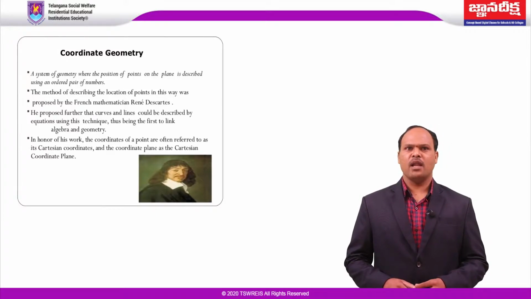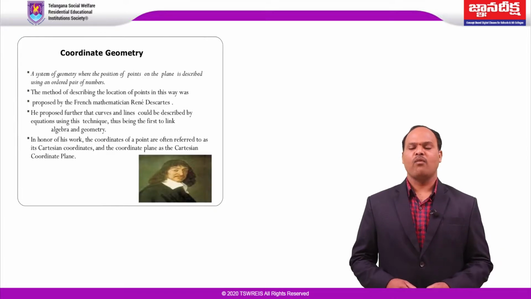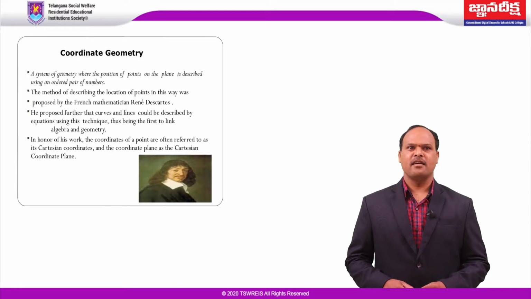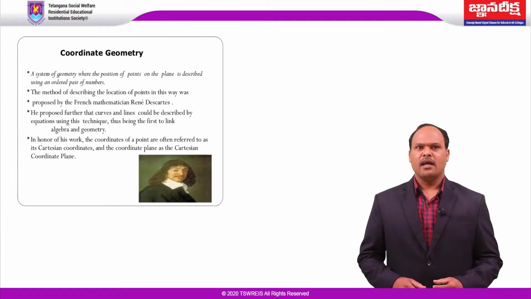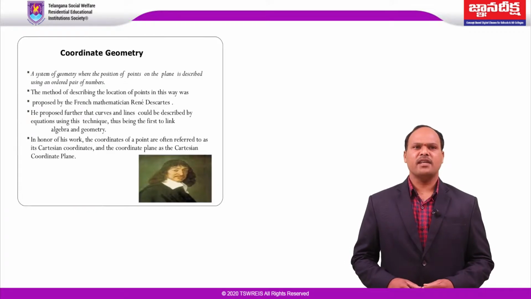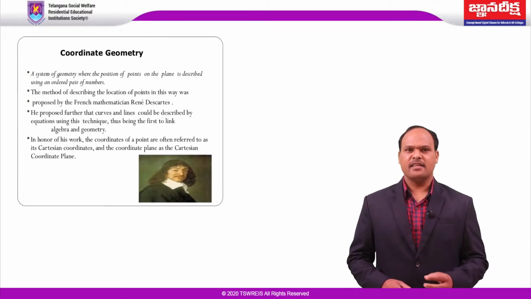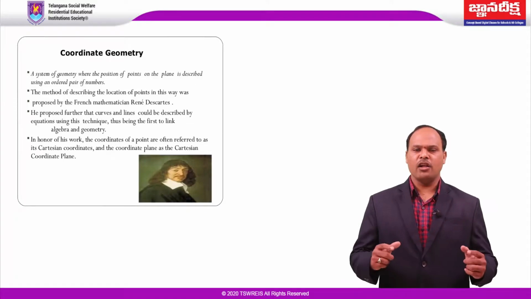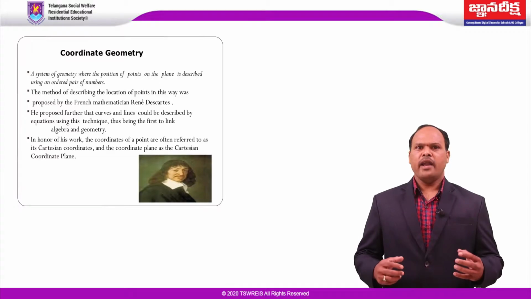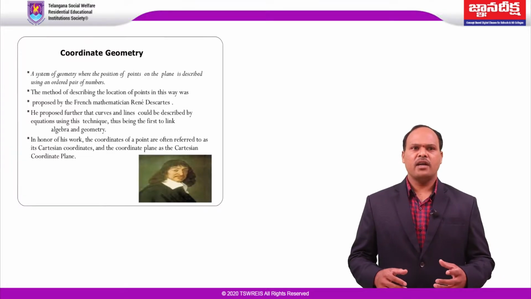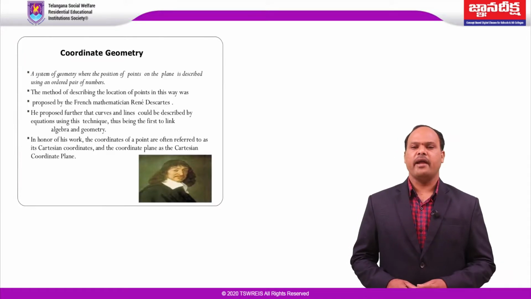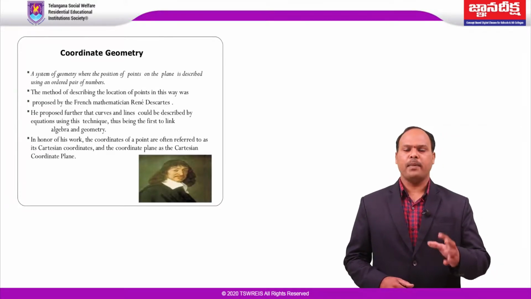The method of describing the location of a point in this way was proposed by the French mathematician René Descartes. He proposed further that curves and lines could be described by equations using the technique, thus being the first to link algebra and geometry. In honor of his work, the coordinates of a point are often referred to as the Cartesian coordinates and the coordinate plane as the Cartesian coordinate plane.